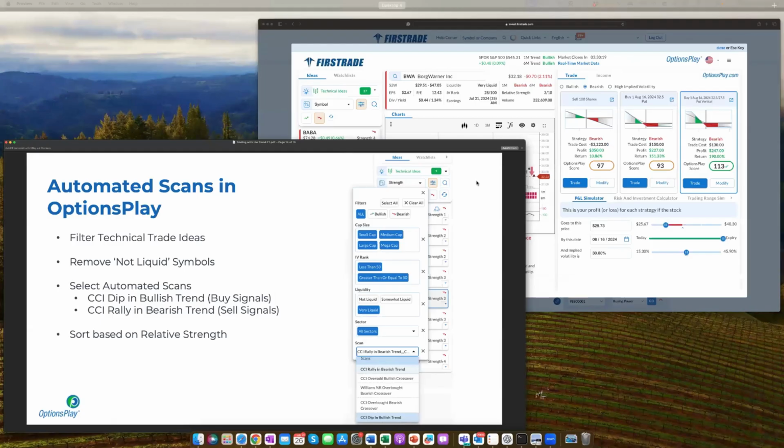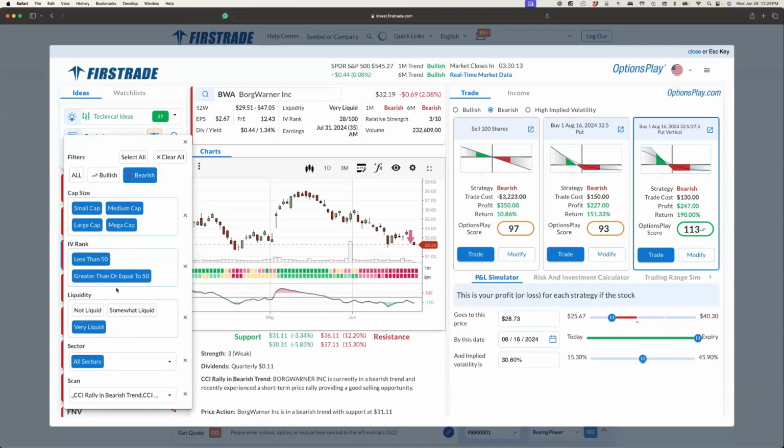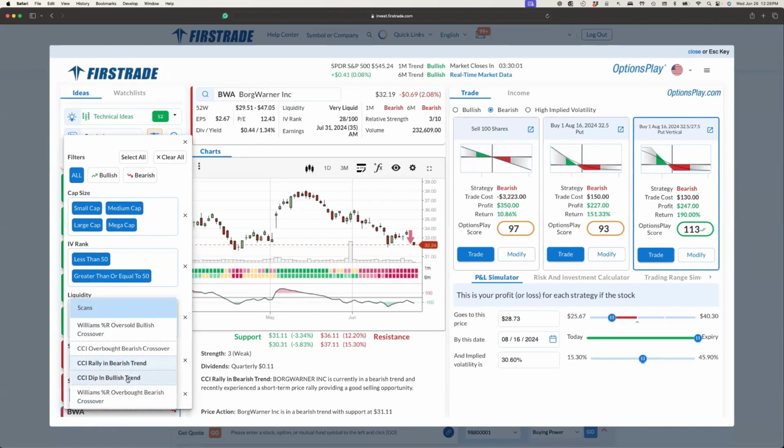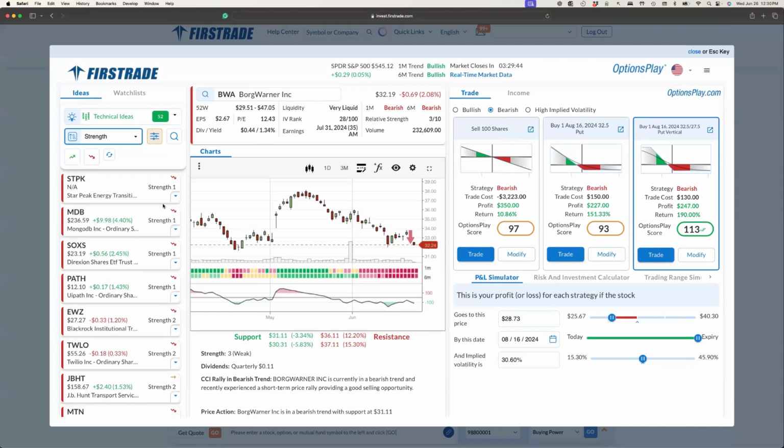So let's take a look at the OptionsPlay platform. What I generally like to do is, once I've made my filters, let me look at all trading strategies. Once I've filtered out not liquid and somewhat liquid, the two scans that I'm looking for are CCI rally and CCI dip. Those are the two screens that I'm looking for. As you can see here for today, I have 52 ideas that fit either bullish or bearish trend following opportunities. But what I like to do is sort it based on relative strength.